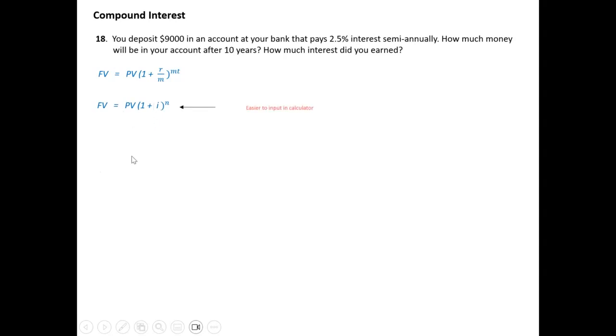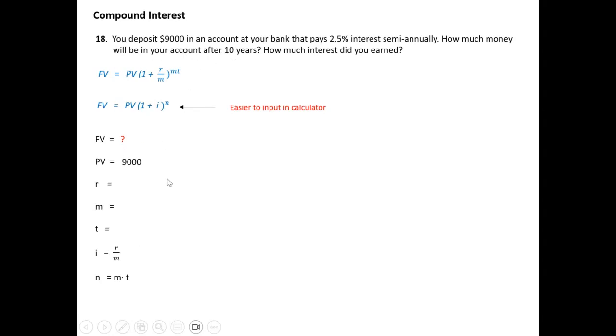So again, we're going to use the second formula because it's easier to put into the calculator. There are 7 things that you got to find: the future value, present value, my interest rate, my M, which is the compounding periods per year, my T, my I, and my N. So here, guys, we're looking for the future value, because it states here how much money will be in your account after 10 years. So that's in the future.